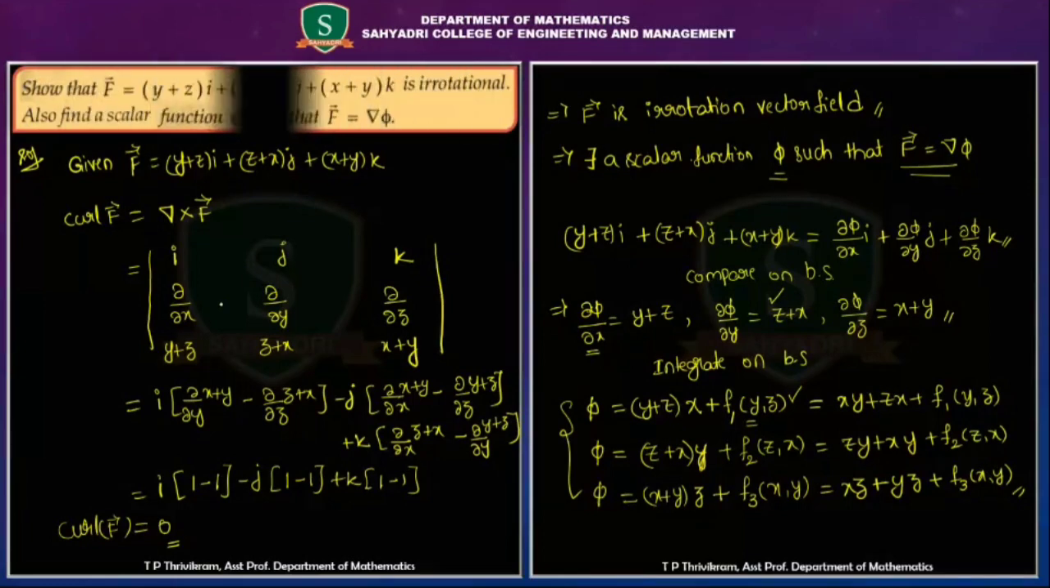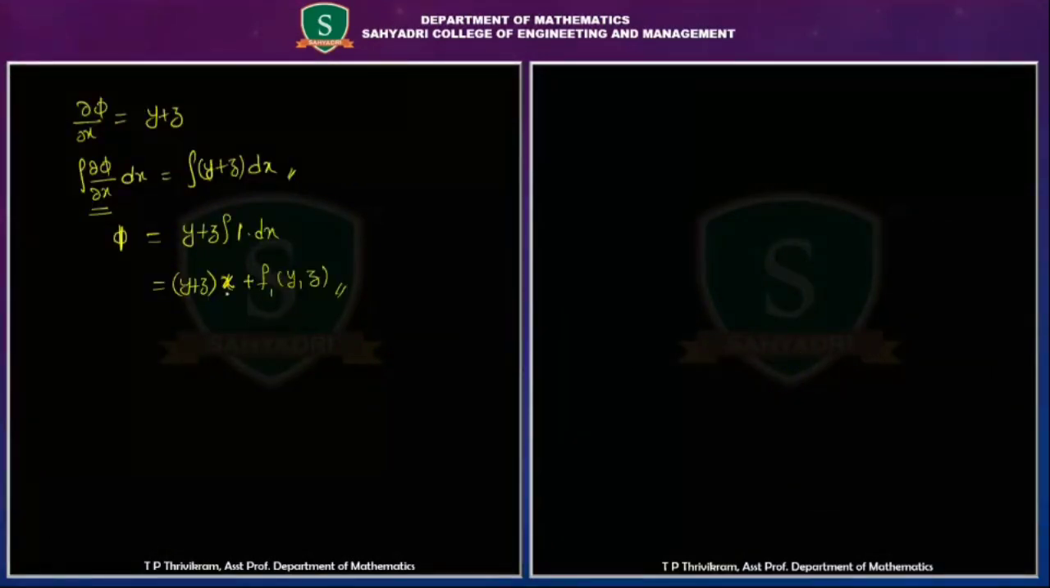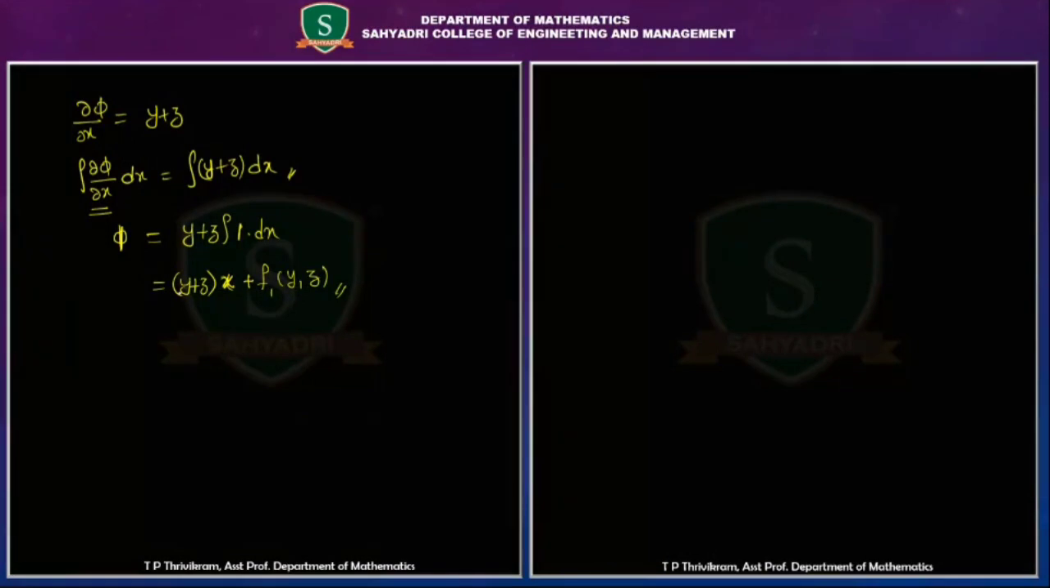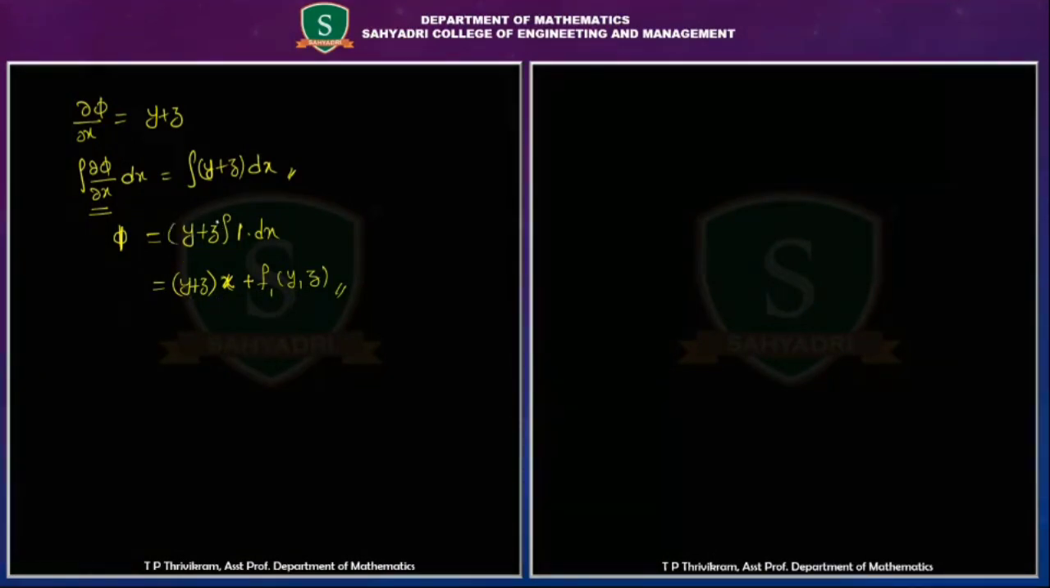Fine. Any doubts here? No, sir, didn't understand. What you didn't understand? How f1 of y comma z came. That is what I am saying. A function of y comma z, you have to take it as the integrating constant.